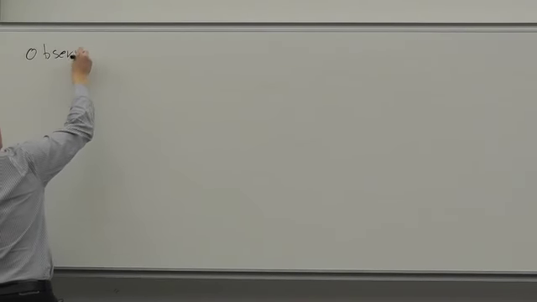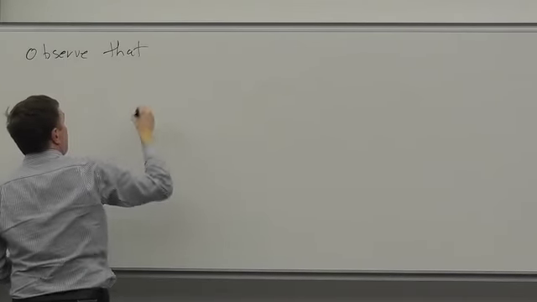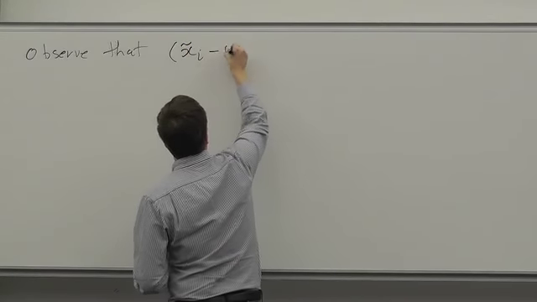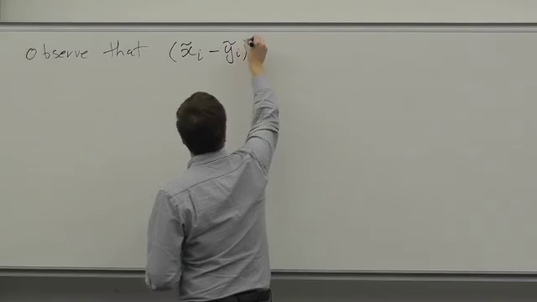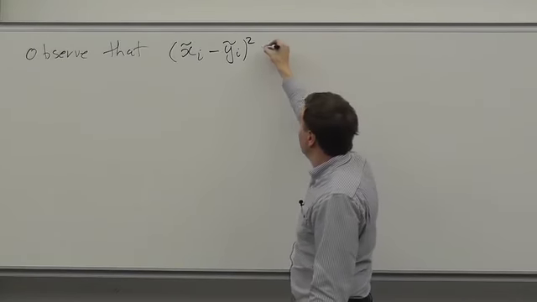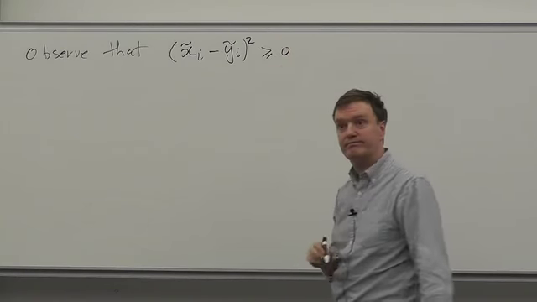Well, it's because we can now show very directly the properties of the correlation that follow from it. So let's make a simple observation. Observe that if I look at the difference between the standardized value of x and the standardized value of y for an observation and I square it, we have to get a number which is not negative.